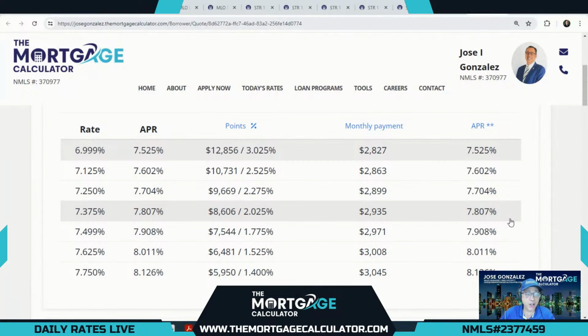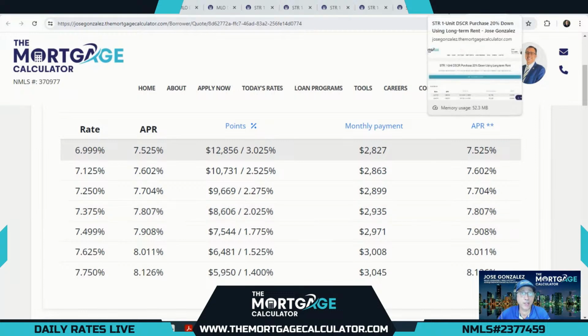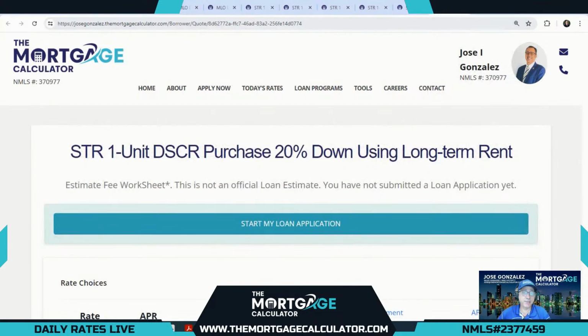7.75 is our lowest cost option at 1.4 points, and we can buy that down all the way to 6.999 at a cost of 3.025 points. And again, if the long-term rent works, we can use the long-term rent with our 20% down option.